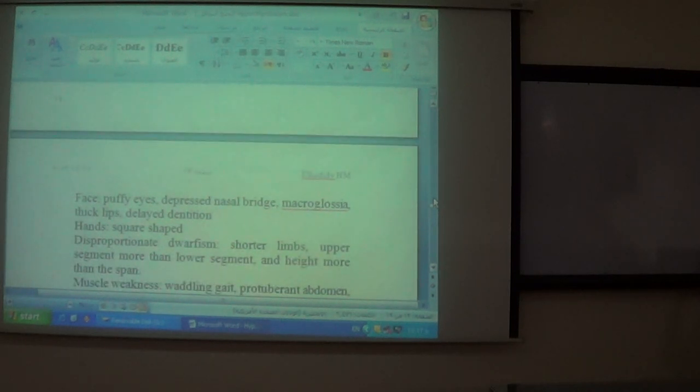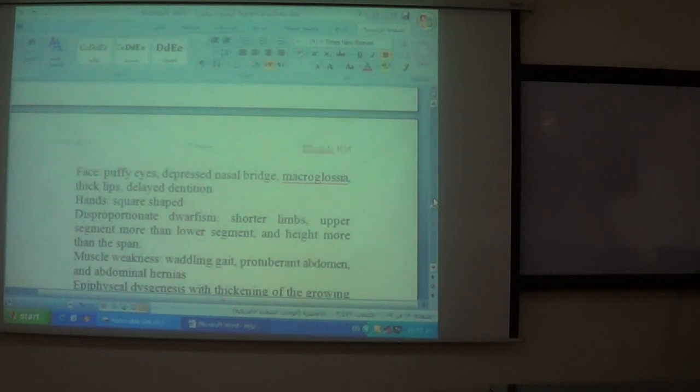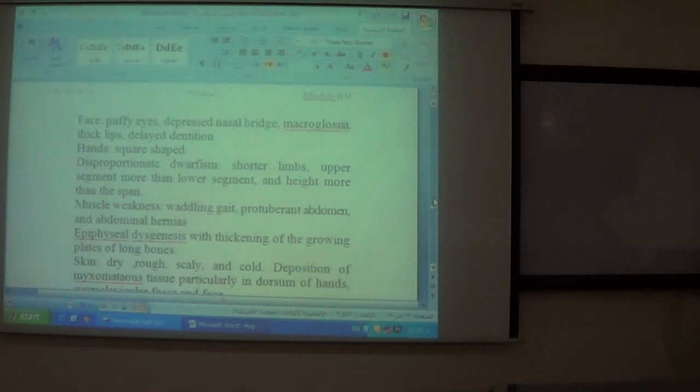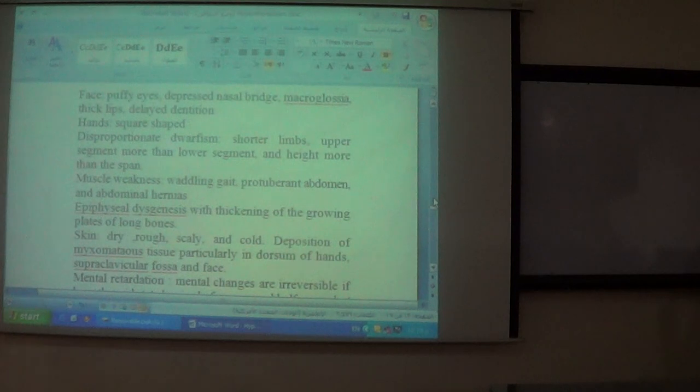Short limbs, upper segment more than the lower segment. Muscle weakness, again compared to rickets. Patients with cretinism have muscle weakness, wobbling gait, protuberant abdomen, and abdominal heaviness. Epiphyseal dysgenesis with thickening of the shafts of long bones. The skin, lastly but very importantly, is dry, rough, scaly, and cold. There is deposition of myxomatous tissue, particularly in the dorsum of the hands, supraclavicular fossa, and feet.